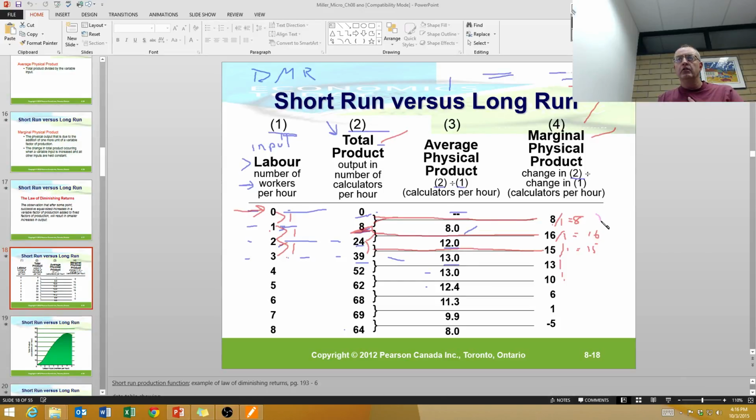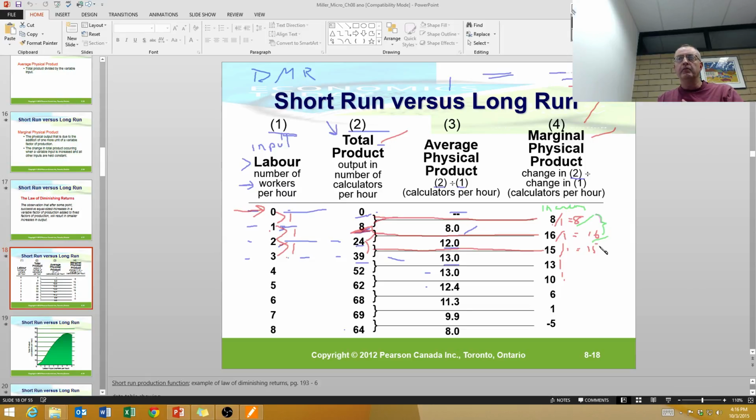stage, oh, it didn't work well. I don't know why it's not working well. Where we have an increase in marginal physical product at an increasing rate. So we went from a marginal physical product of 8 up to 16.